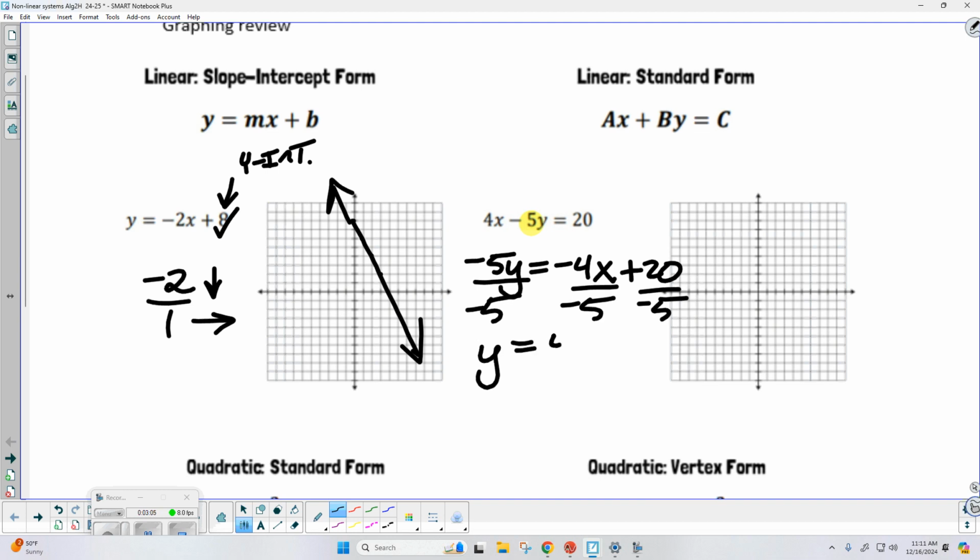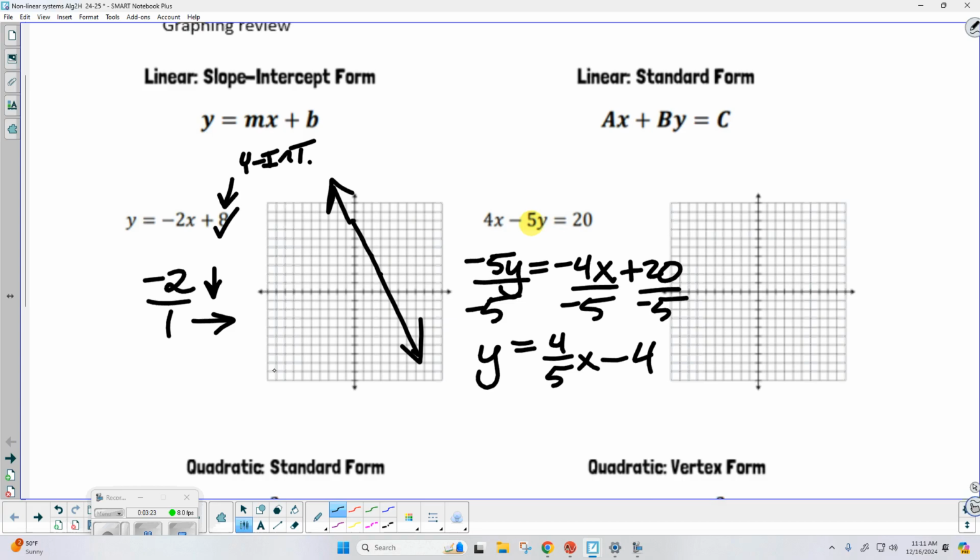So y equals 4/5 x, and that would be minus 4, since 20 divided by negative 5 is negative 4. Okay, any questions about how I put it in slope-intercept form?